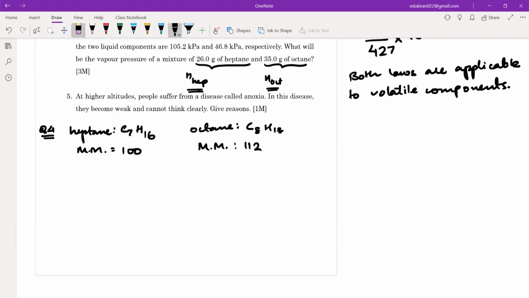Correct? Yes or no? Please tell me. 114. Sir, yes, sir. 114. पक्की बात? हाँ ठीक ठीक 114. एक कार्बन ना, दो हाइड्रोजन एटम ना, 12 2 14. सही सही. Thank you very much. 114. ठीक है? So number of moles for heptane is equal to 26 upon 100.